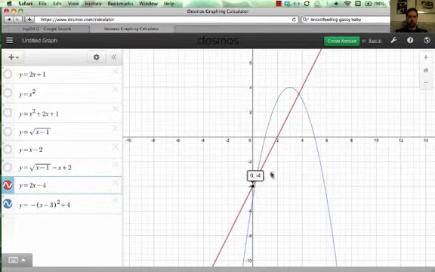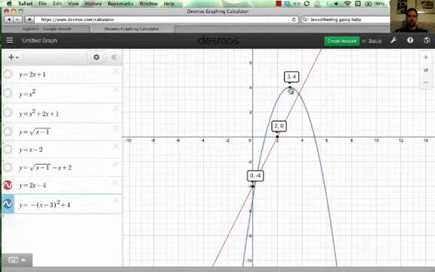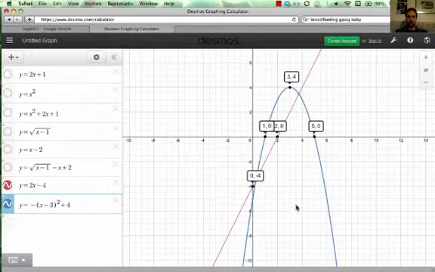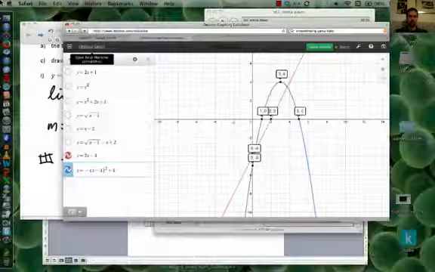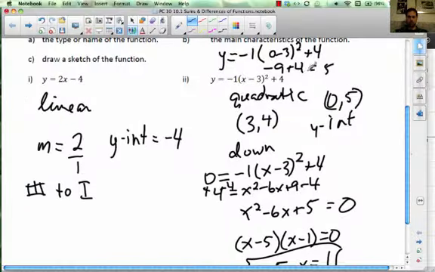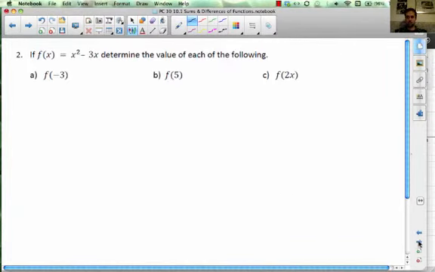This is what it will end up looking like, and let's double check some of our points here. On our linear one, we had an intercept of -4. I guess we didn't look at the x-intercept, but that's simple enough to do. This one, we had a vertex of 3 and 4. We had x-intercepts at 1 and 5, and we had a y-intercept at -5. And I think, oops, that should have been a negative. -9 plus 4 is -5. My mistake. Okay, so that's it for those ones.